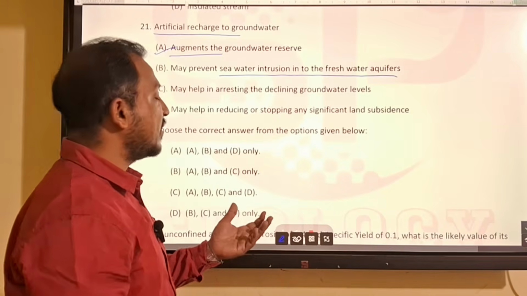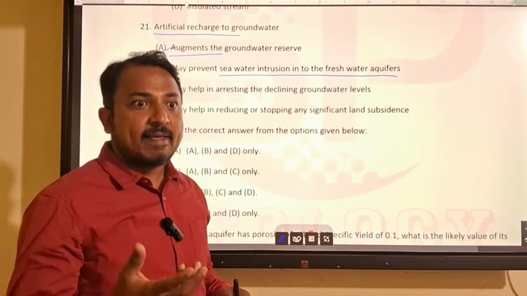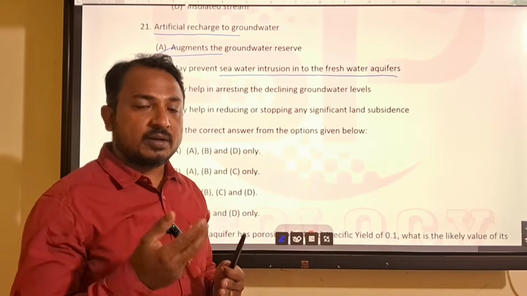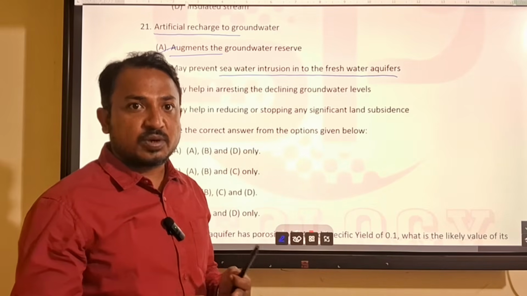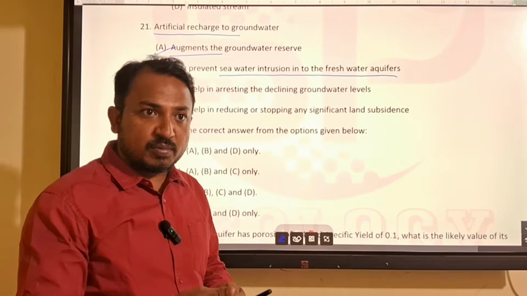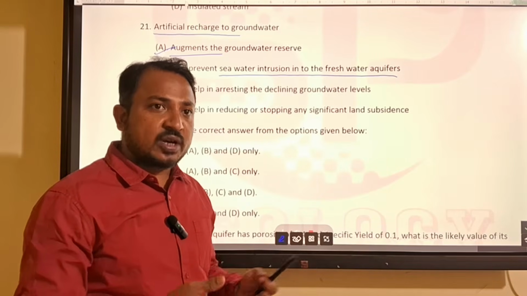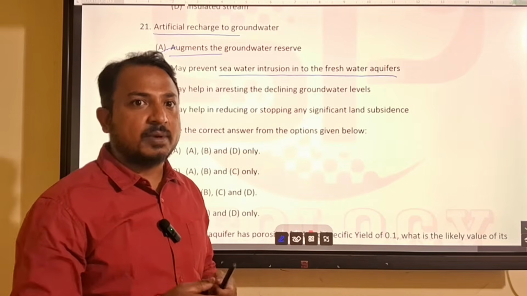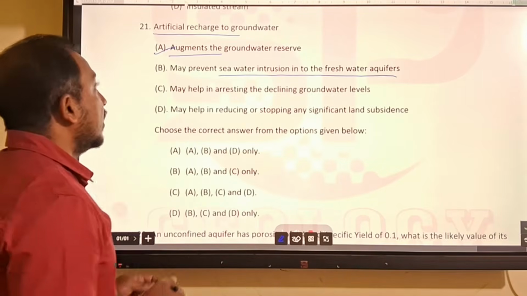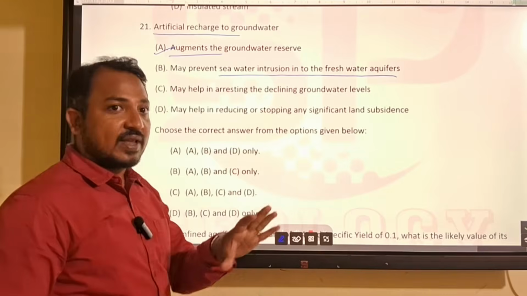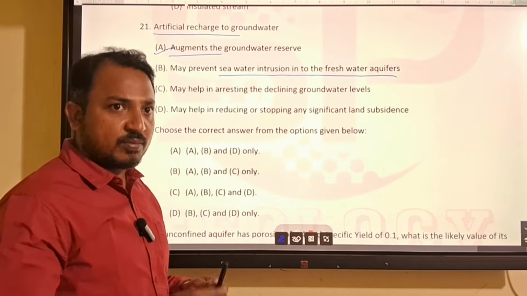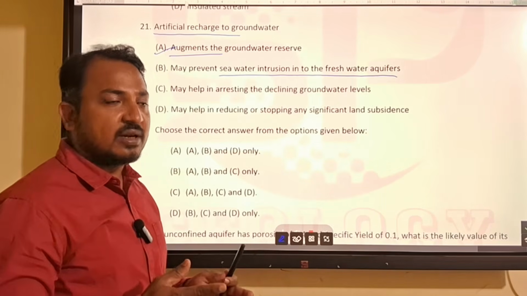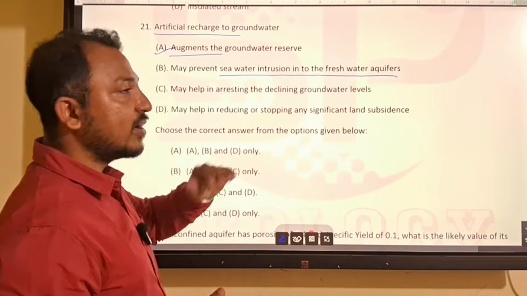So why does seawater intrusion happen? Because in a coastal region, if you pump out more water, then the seawater will flow to the regions where the water is lost. That produces a cone of depression. Then water from the surrounding region will move to that region. So in a coastal region, seawater will also enter into the freshwater region, where the water will become brackish. So if you recharge the groundwater, or if you do less pumping or more recharge in the coastal region, then it will not produce that cone of depression, so there will be no seawater intrusion.